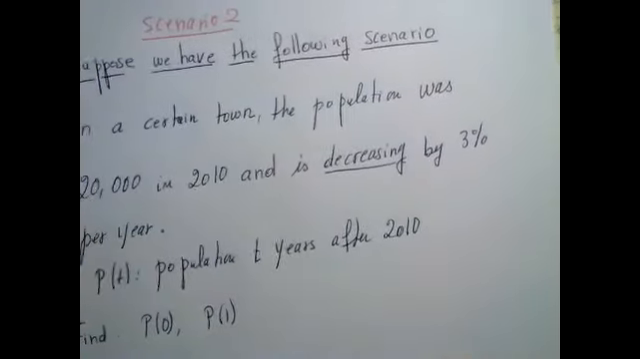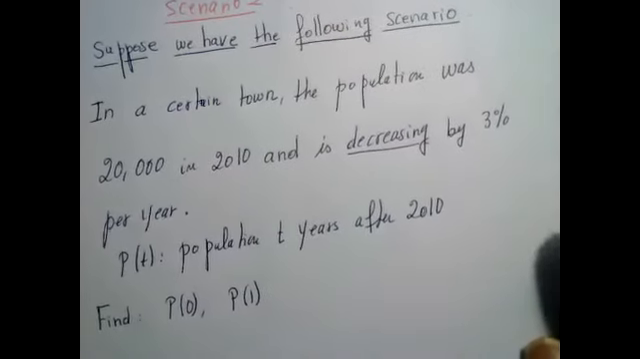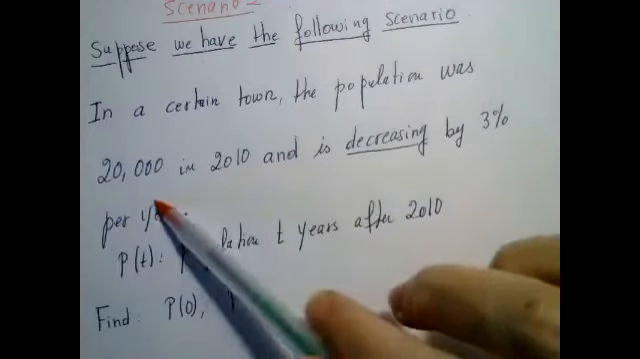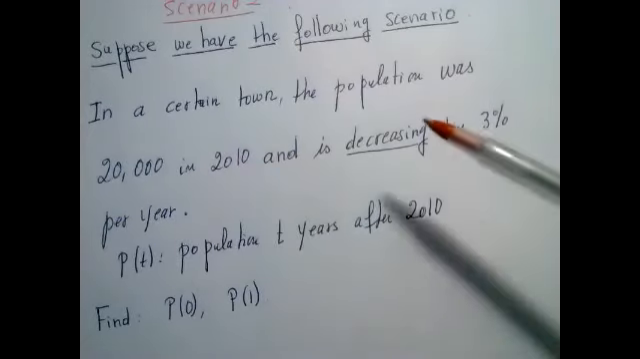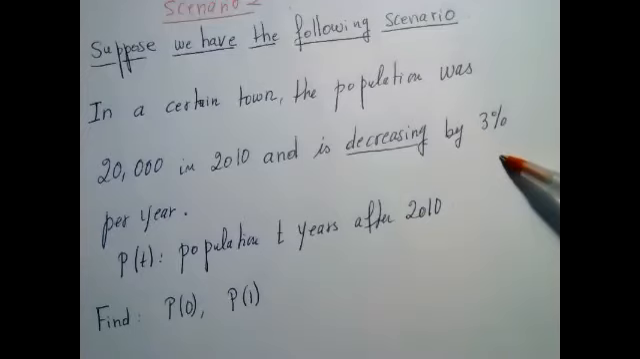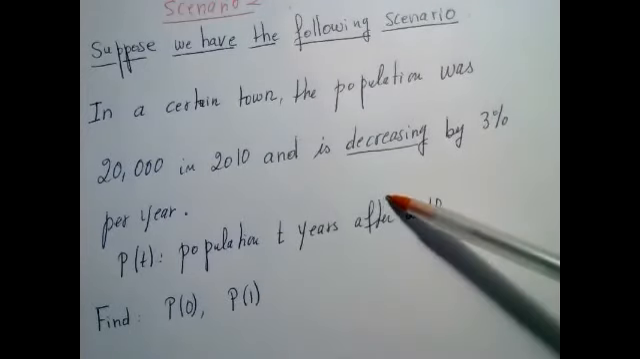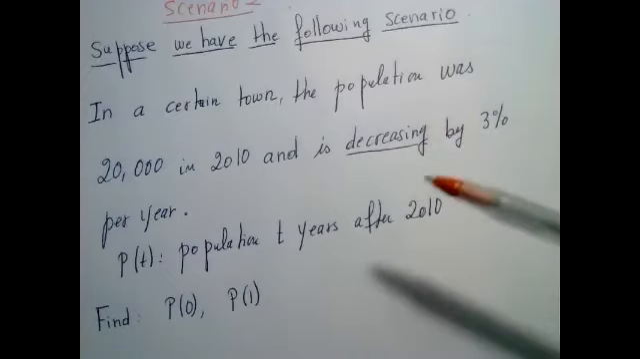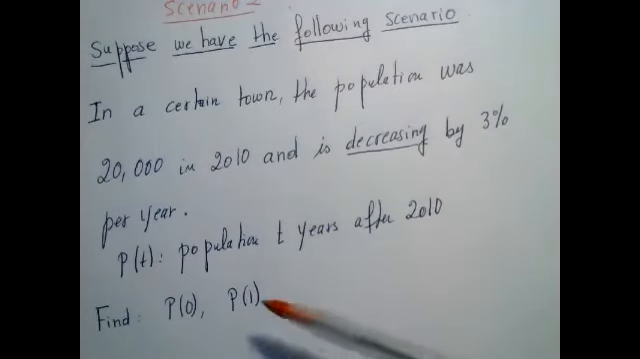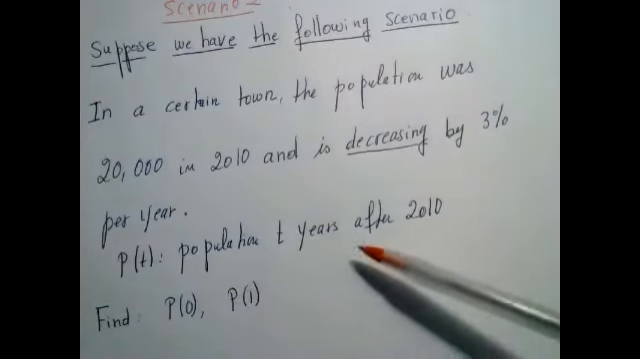All right. So let us say we have the following scenario. I'm going to read it slowly in case you guys are writing. In a certain town, the population was 20,000 in 2010. I just made up numbers here. And it is decreasing by 3% per year. So here we have a decay, we don't have a growth. And P of t is the population t years after 2010.